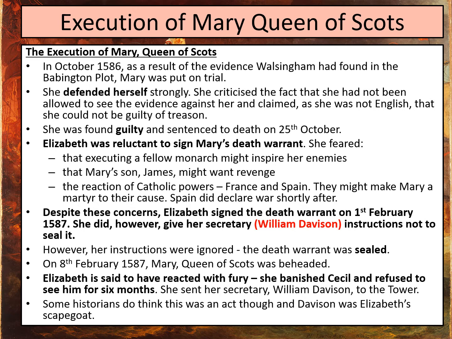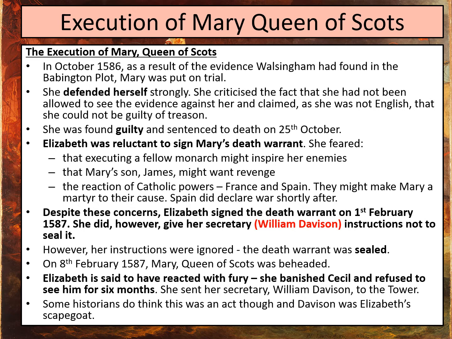So Mary's put on trial. Remember, this is the whole point that she'd arrived in England in the first place in 1561, was that she was trying to avoid trial in Scotland. All these years later now, she's put on trial in England. So she defended herself incredibly strongly. She criticised the fact that she'd not been allowed to see evidence against her and claimed, as she was not English, that she could not be guilty of treason. How could she commit a crime against a queen who actually was not her queen? She didn't feel that was possible, and therefore she said that the whole of the trial was a bit of a sham. However, that wasn't taken seriously and she was found guilty and sentenced to death.